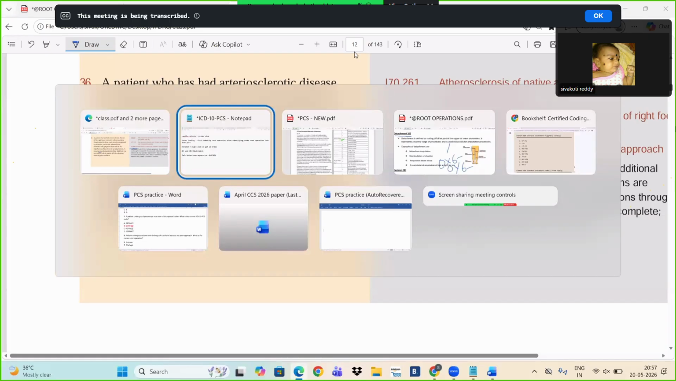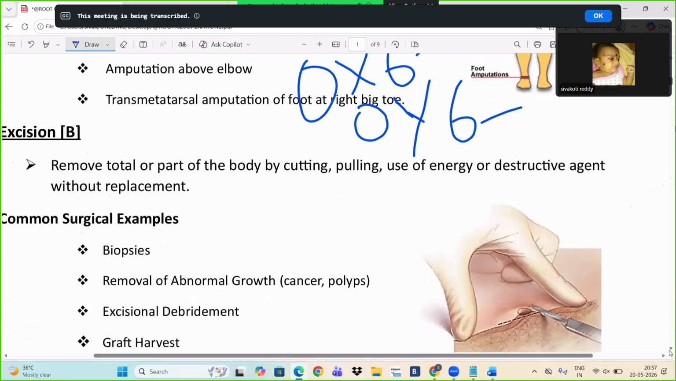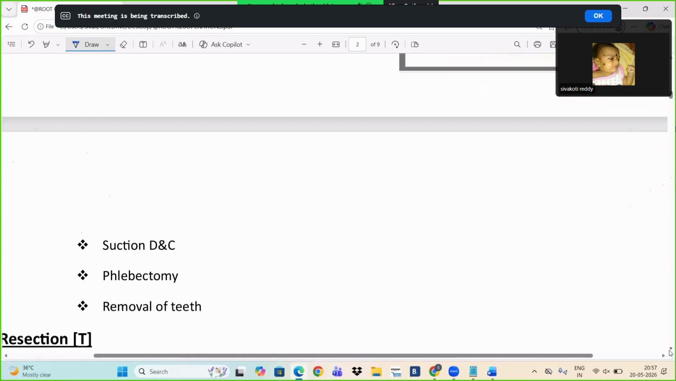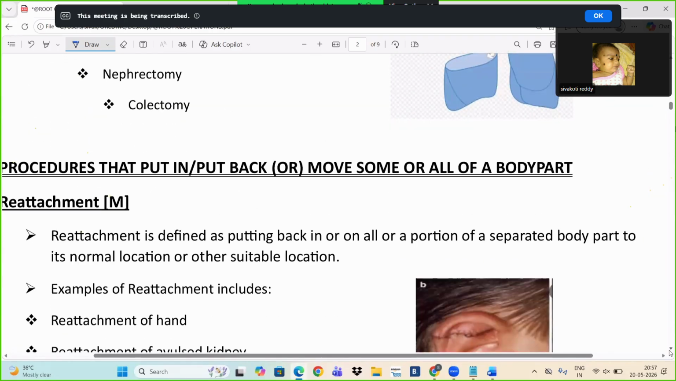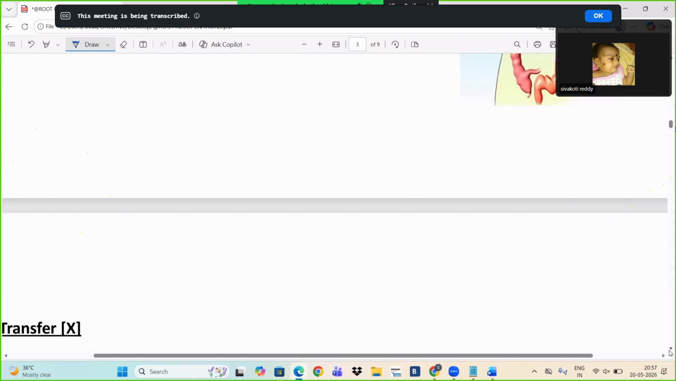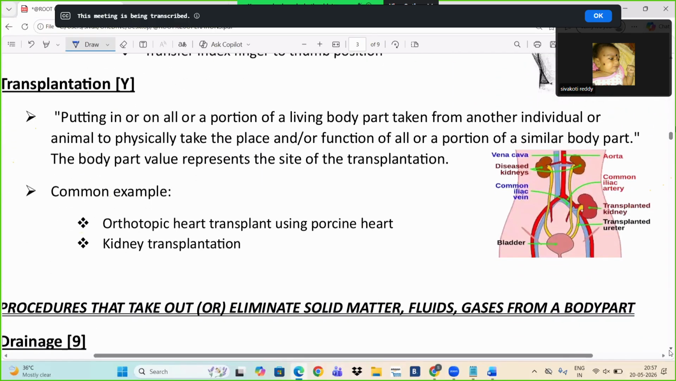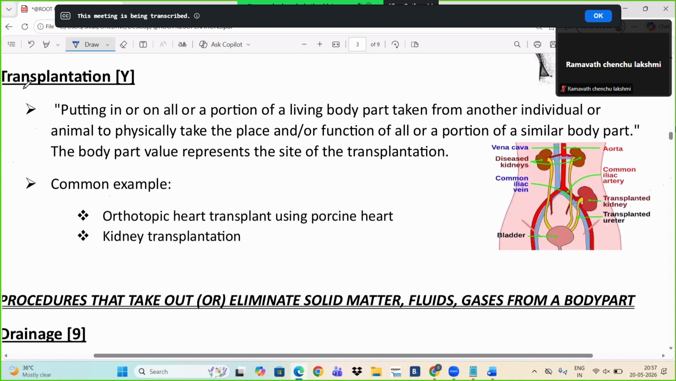Clear? Detachment. Any doubt? Say yes or no. If you are not saying anything, I will move to next question. Root operation. Yes, sir. Next root operation, transplantation. Note down the transplantation.